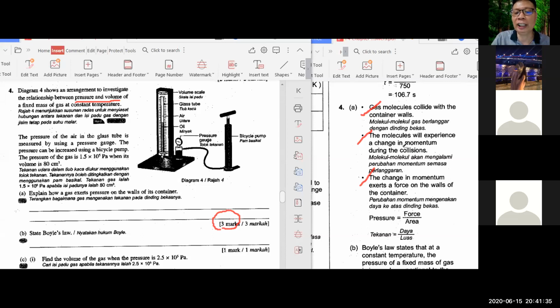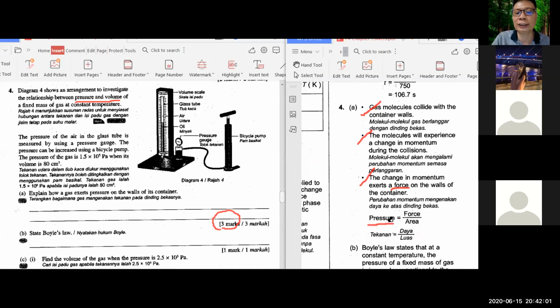And then you must explain, change in momentum produces a force, an impulsive force. Do you remember that or not? So the force acts on the wall of the container. Then force per unit area of the container produces a pressure. This is how the pressure comes. Point number 1, number 2, number 3, 3 ideas to get the 3 marks.